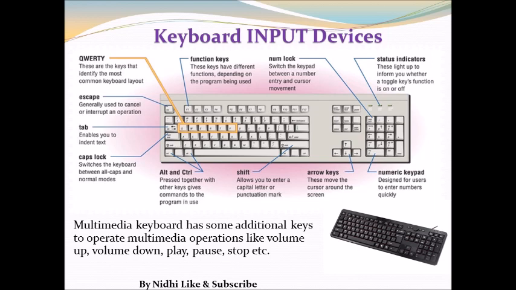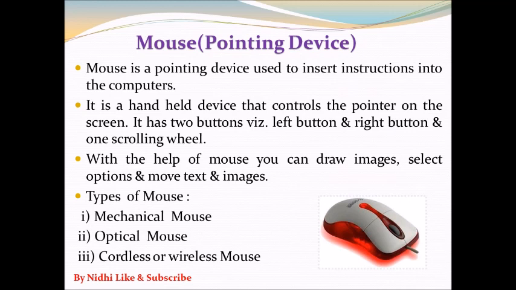Next category of input device is the mouse. A mouse is a pointing device that is used for giving input. It is a handheld device that controls the pointer on the screen. It has 2 buttons, a left button and a right button, and in the center you will find a scroll wheel. Okay, so it is used to insert instructions into the computer. With the help of a mouse, we can draw images, we can select particular folders or objects, and we can move text and images also.